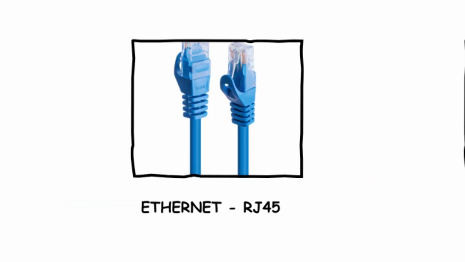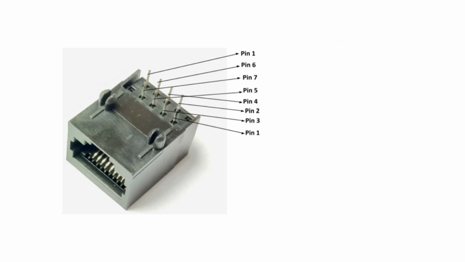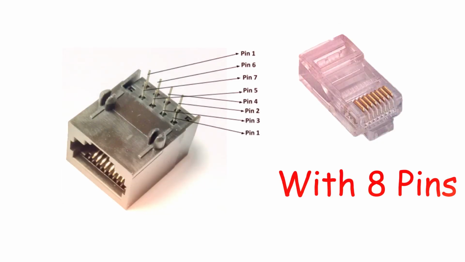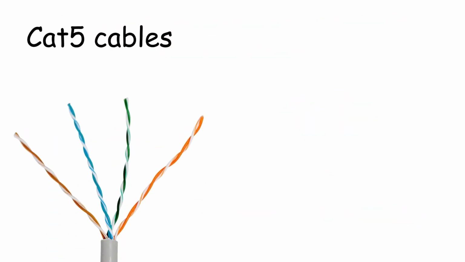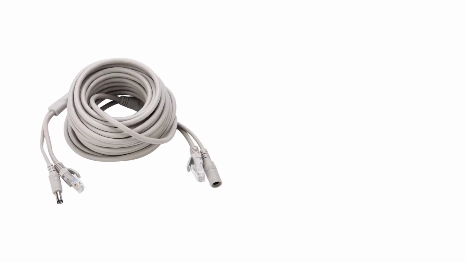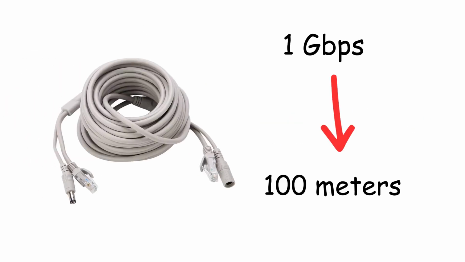Ethernet, RJ45. Ethernet ports use the RJ45 connector with 8 pins. They provide wired network connections with lower latency and more stability than Wi-Fi. Cat5 cables supported 100 megabits per second. Cat5e improved to 1 gigabit per second at 100 meters.